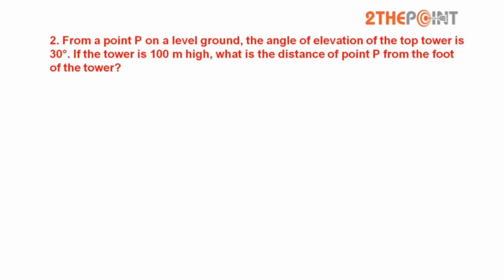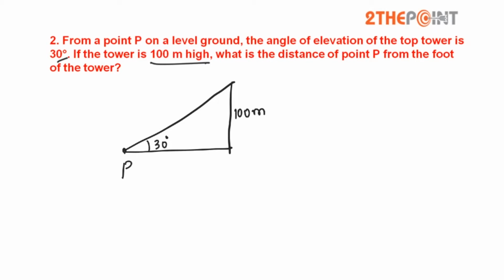From a point P on a level ground, the angle of elevation of the top of a tower is 30 degree. If the tower is 100 meter high, what is the distance of point P from the foot of the tower? The data is given. We can represent it in diagram form. Point P is on the ground, the angle of elevation of the top of the tower is 30 degree, and the tower is 100 meter high. What is the distance of point P from the foot of the tower?